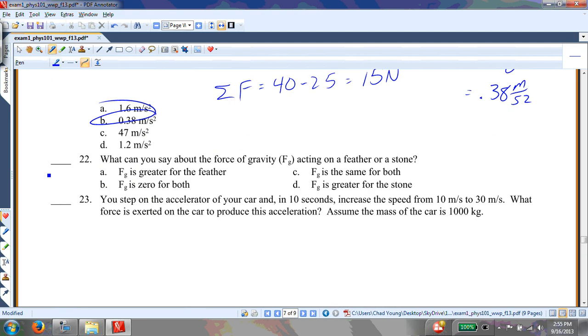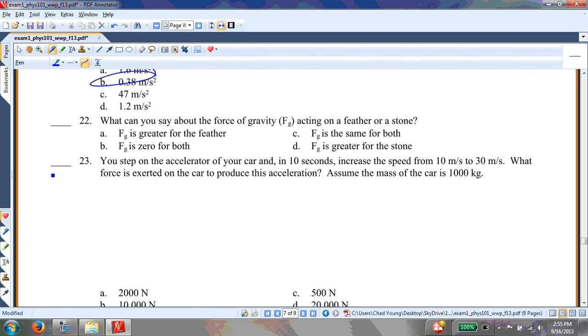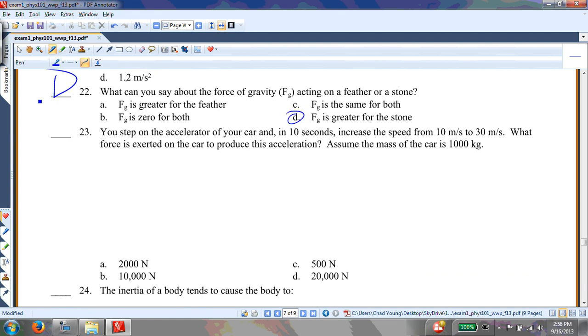Almost done here. What can you say about the force of gravity acting on a feather or a stone? The force of gravity, obviously the stone is heavier, right? So it has a greater force of gravity. That's D. You step on the accelerator of your car and in 10 seconds increase the speed from 10 to 30 meters per second. What is the force?